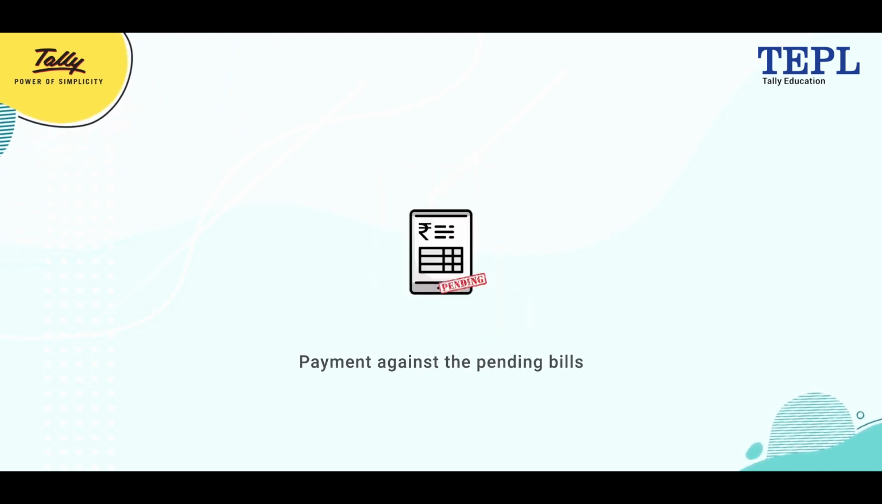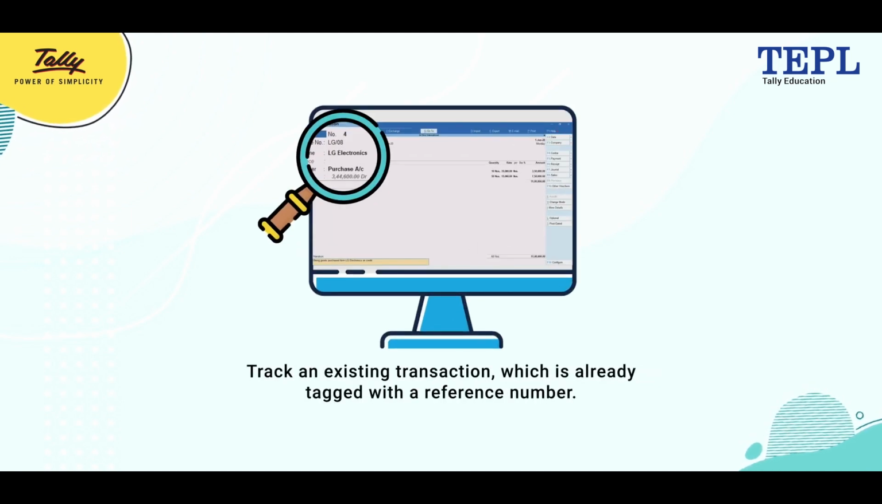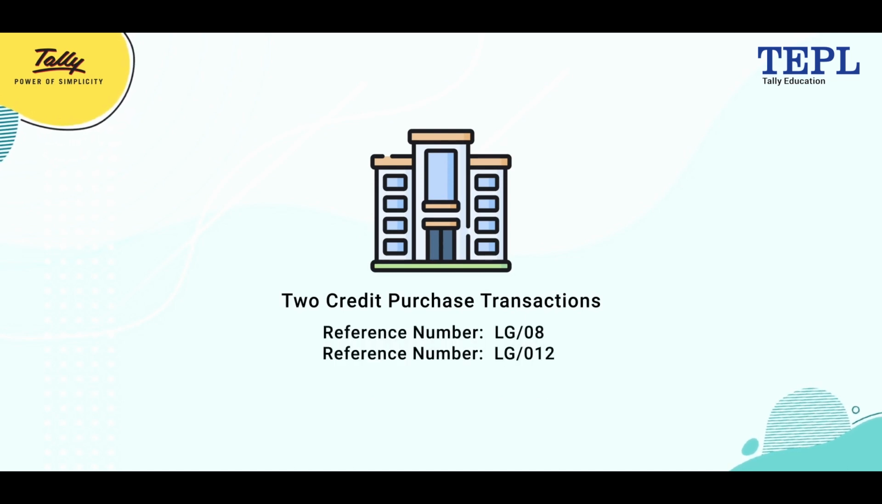Now we will record the payment against the pending bills and check how the pending bill reference number will appear. Before proceeding, let us understand about against reference method. It is a method of adjustment that is used to track an existing transaction which is already tagged with a reference number. For example, Sridevi International has recorded 2 credit purchase transactions with reference numbers as LG/08 and LG/012.